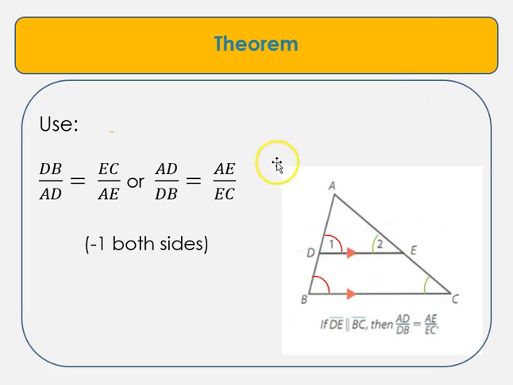And that can be compared to the original proportions that we stated at the beginning of the proof. And if you look at them, you'll see that this new proportion is actually inverted or flipped. And that's how they prove that this will work.